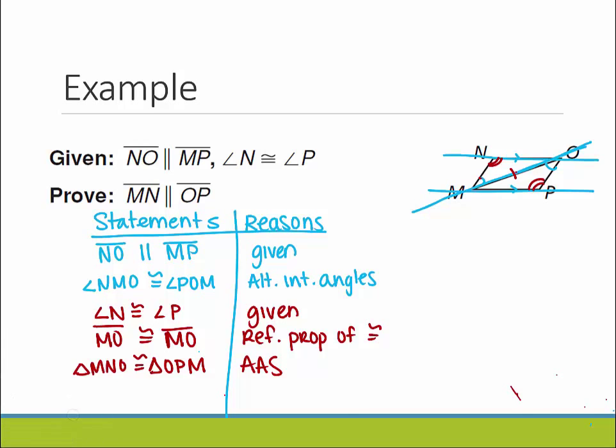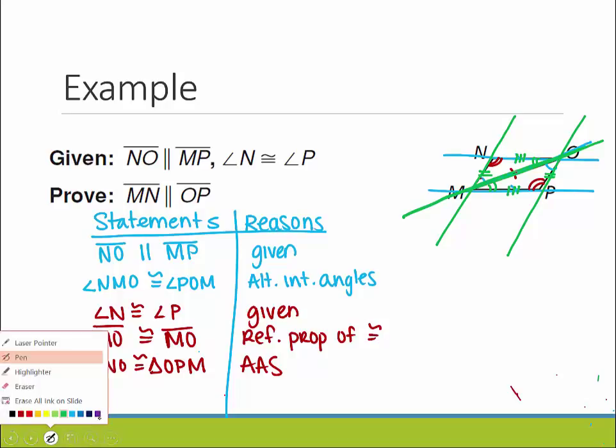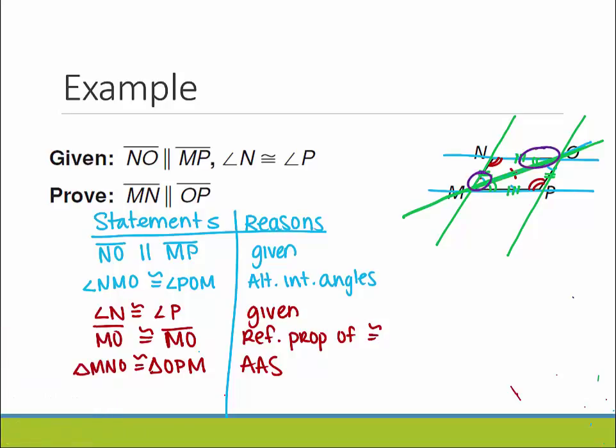And now once these triangles are congruent, we can say that everything else is congruent. So we know that these angles are congruent here, these sides are congruent, and these sides are congruent. Now remember what we're trying to prove is we're trying to prove that these other two lines, NM and OP, are parallel to each other. So in order to make that happen, this MO is still our transversal. I've got to prove that I have alternate interior angles that are equal. So I want to prove that this angle and this angle are congruent.